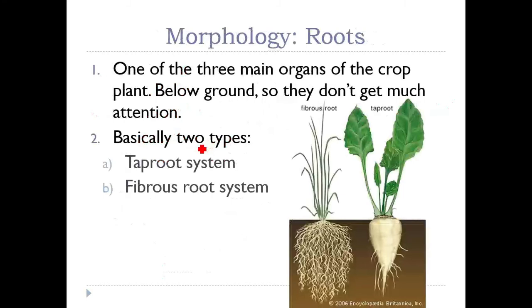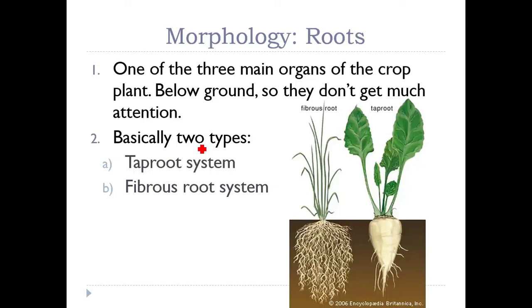Let's look at the morphology. A little bit about morphology here. We're not going to study this in any great detail, but we'll start with the roots, since they're the part that's underground. We don't see roots, and they don't get nearly the attention that the above-ground plant parts do. And as I said, the monocots and the dicots are divided into their two groups based on the differences in their root morphology.